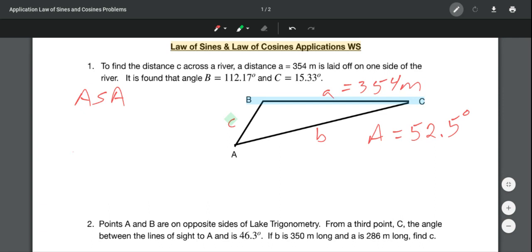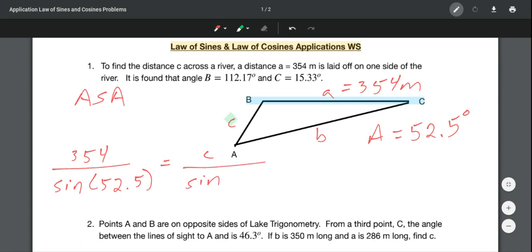Now that I have that angle, I can use that little a and my law of sines to help me out. So I have 354 over the sine of 52.5. And that would have to equal, well, what am I finding? I'm finding little c. So then I'm going to put c over the sine of, well, what's the angle measurement of C? 15.33 degrees. And if I solve this, I have C. That's all I need to find in this problem.